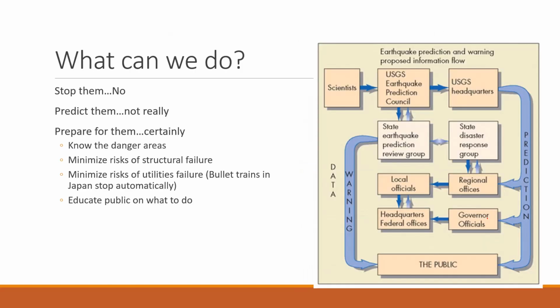What can we do? We can't stop them. We can't truly predict them. True prediction means saying when, where, how big, exact time. We can't do that. But we can give ideas of when they're likely to occur, and we can prepare for them. So we know what areas are dangerous. We minimize the risk of structural failure. That is one of our key tools. We want to minimize risk of utilities failure. For example, in Japan, when they detect an earthquake, all of the bullet trains immediately stop. They automatically shut off. And the important thing is education. Tell people what to do.